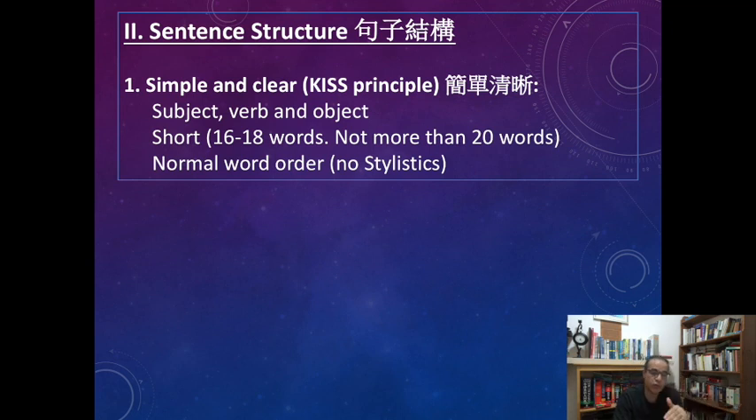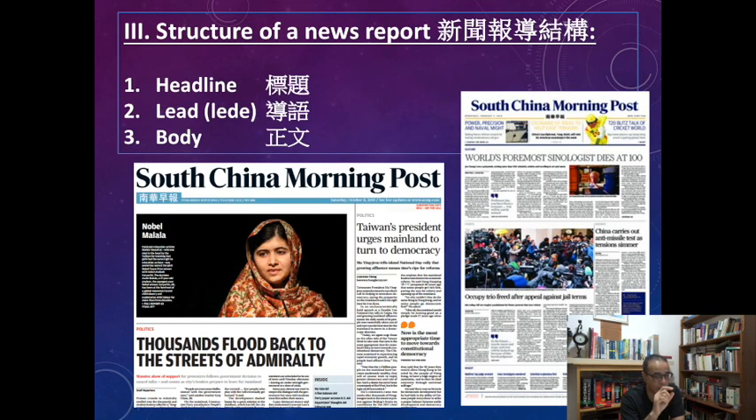The structure of the news reports starts with the headline. Sometimes there is sub-headlines, but this is not necessarily, it's just optional. Then the lead. The lead should be only one paragraph, one sentence in English. In Chinese it can come in 2 sentences. Then the body of the report, and there is a conclusion, but again this is optional, and later on we'll talk about each of these parts.